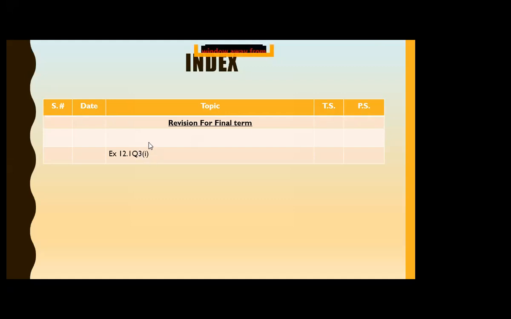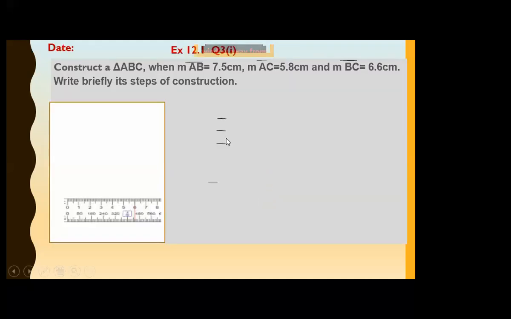Exercise 12.1, question 3, part 1, quickly. Here, mention the date. You can see on the screen Exercise 12.1, question 3, part 1, which is on page number 165. Bete, page number 165. Attempt question 3, bit number 1.